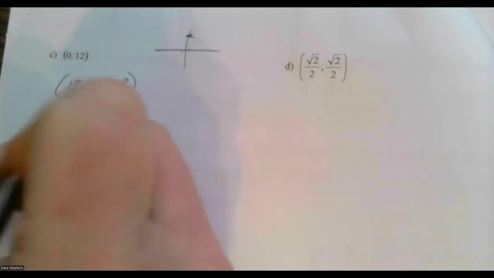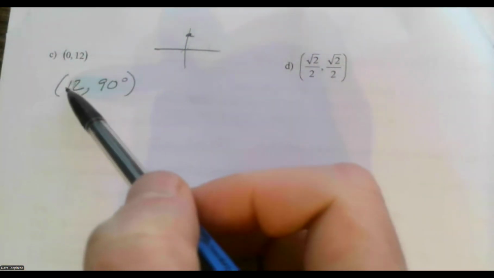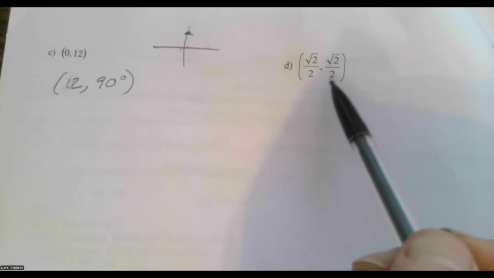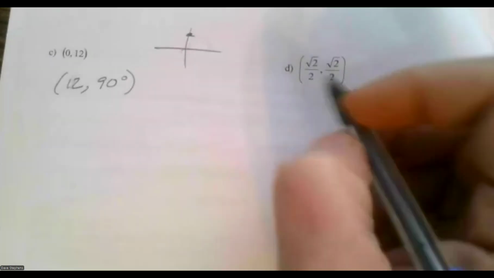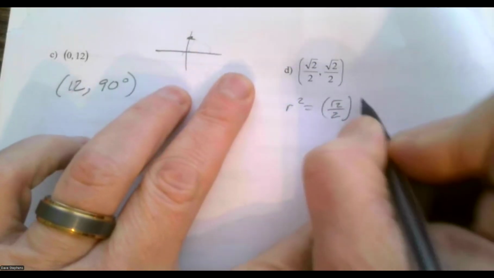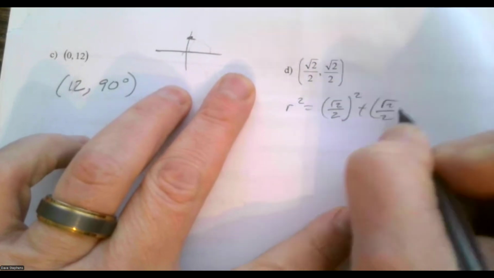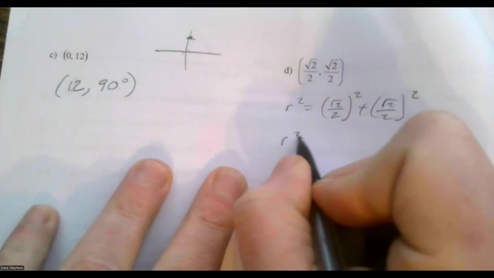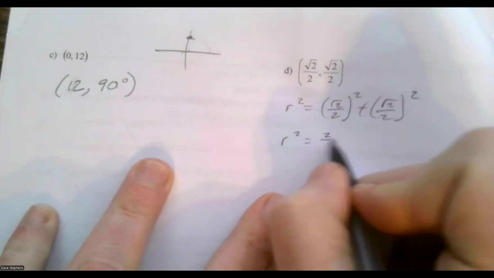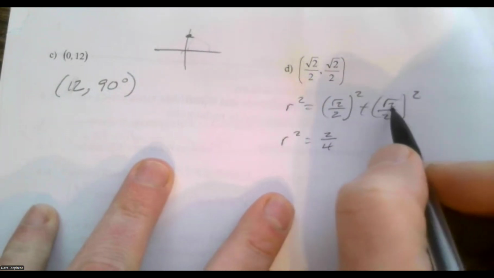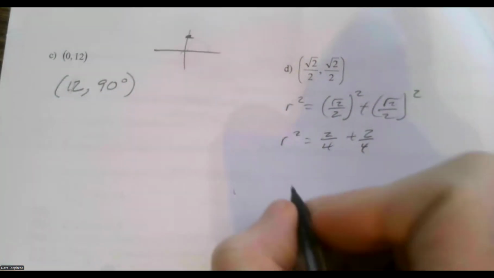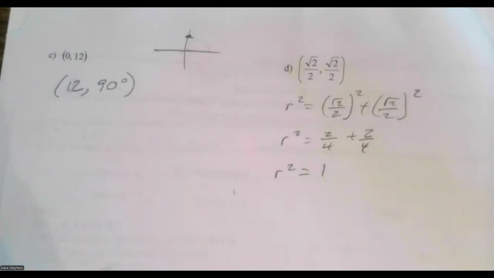If I were to do that in radians, I'm not going to brag, but it would just be 1, 2, pi over 2. Here we have root 2 over 2 comma root 2 over 2. So if we went through the whole process, r squared is equal to x squared plus y squared. So our r squared is equal to our x value squared plus our y value squared. So square root of 2 squared is 2, 2 squared is 4, plus same thing here. And 2/4 plus 2/4 is 4/4. So our r squared value is 1.